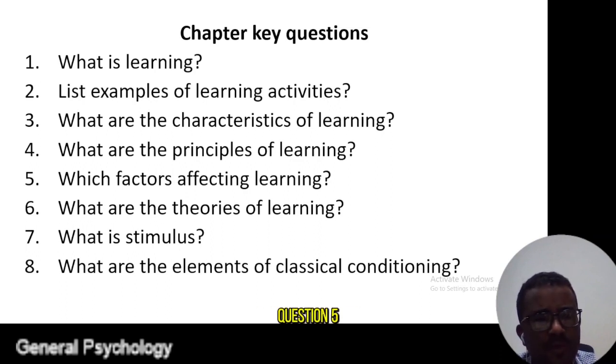Question 5, which factors affect learning? There are different factors that may affect learning either in a positive direction or in a negative direction. Hopefully, you are going to identify these important factors which affect your learning process.